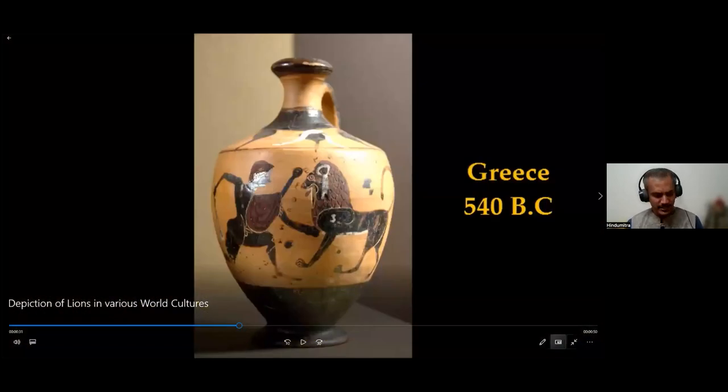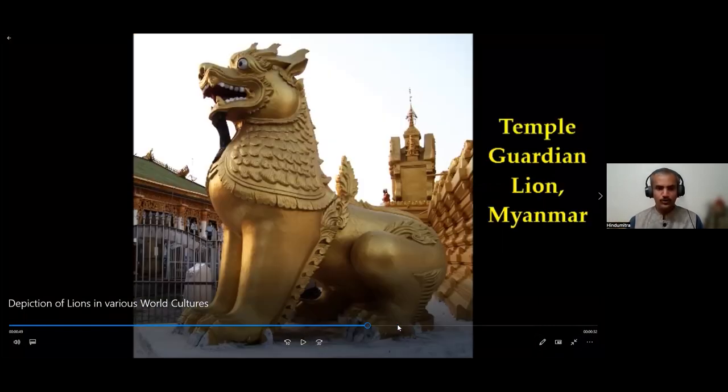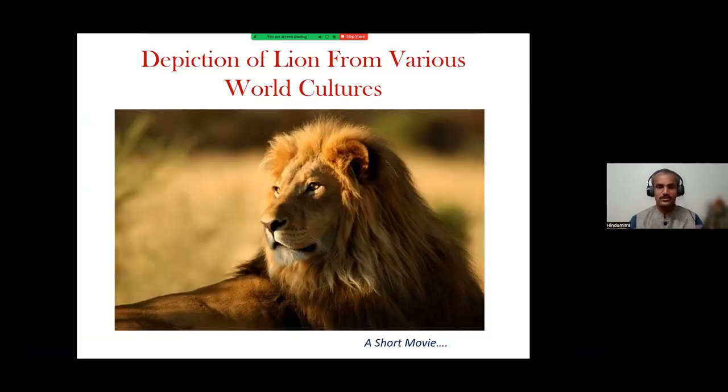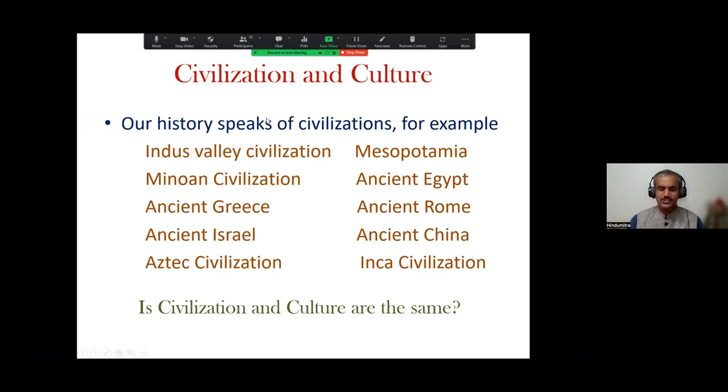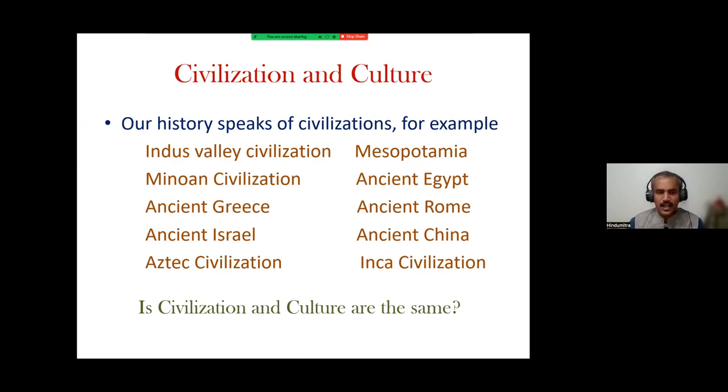So you can see here clearly, each culture uniquely captures the animal, though the actual form of a lion looks like this. So from this, we can conclude that each civilization or each culture captures something real in its own fashion, in its own way. That's what culture means that I'm alluding to. Now we know there are various civilizations that existed across the world. Now the question comes, the play of terms, for example, civilization and culture. Are civilization and culture the same or different?